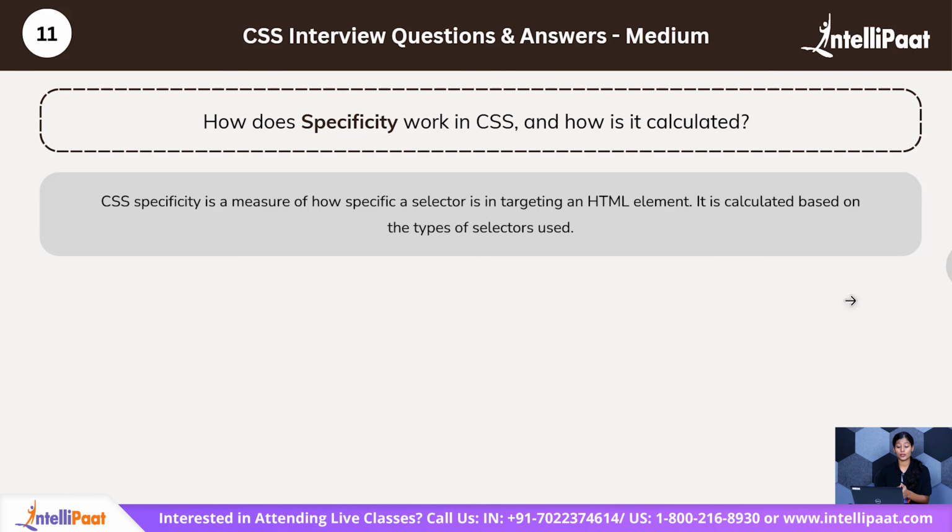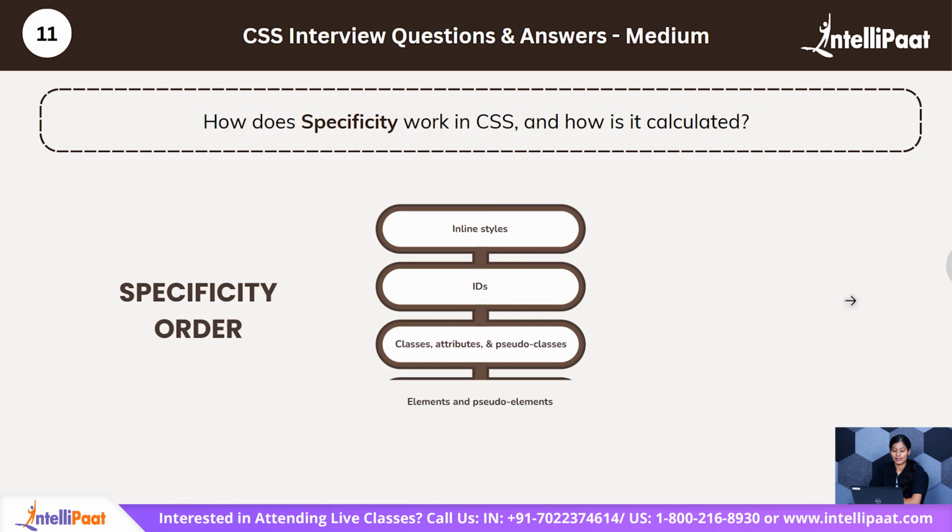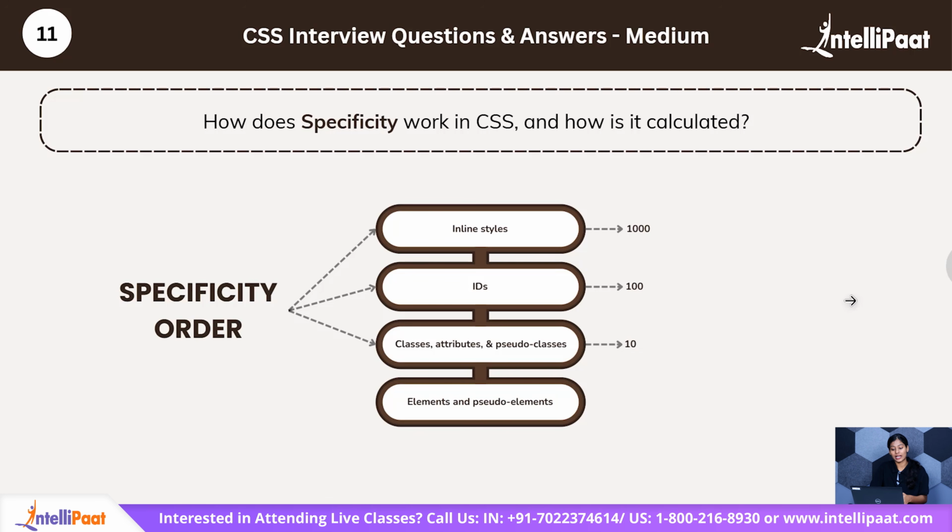CSS specificity is a measure of how specific a selector is in targeting an HTML element. It is calculated based on the type of selectors used. Now, there are different types of selectors in CSS, like the inline styles, the IDs, the classes, attributes, and pseudo-classes, and then elements and pseudo-elements. Now, out of all of these, naturally, inline styles, or the inline CSS that you must have heard of, has the highest priority with 1000, then followed by ID, which has a priority of 100. Then we have classes, attributes, and pseudo-class, which has a priority of 10. Lastly, we have elements and pseudo-elements, which has a priority of 1.